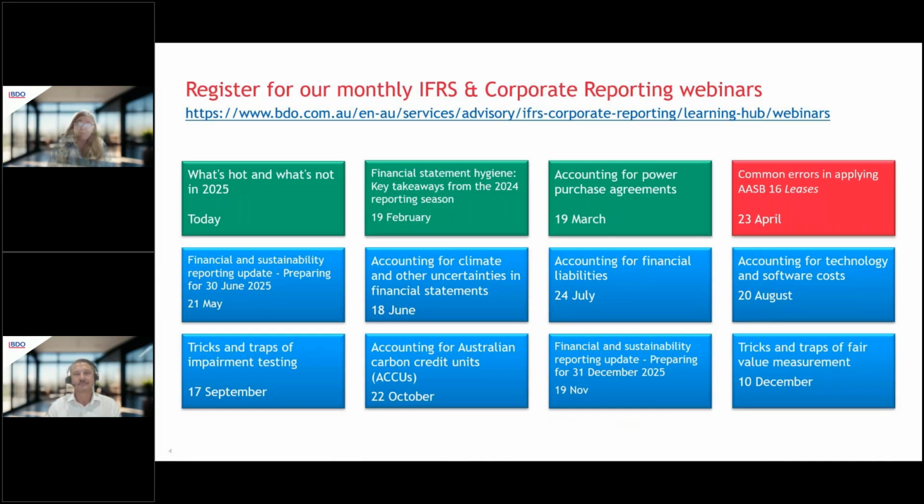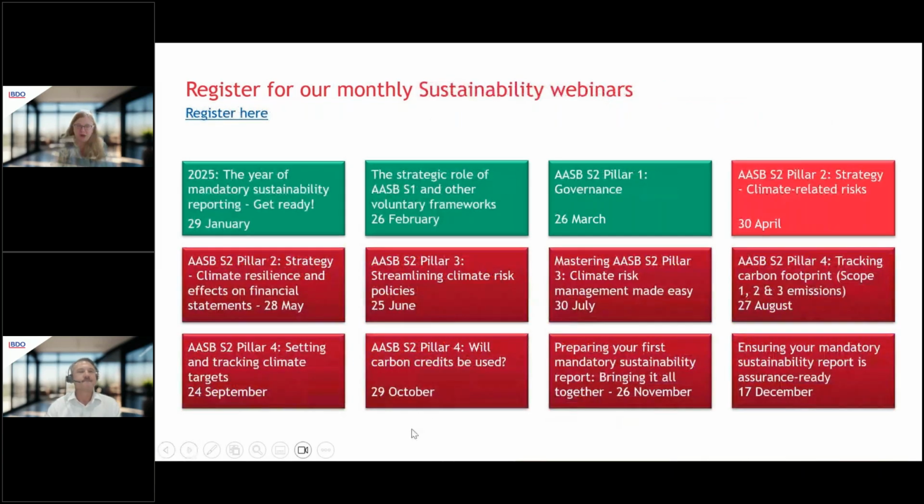As you know, our monthly IFRS and corporate reporting webinars, we're already in April looking at AASB 16. Next month, I would say, is our most watched, most attended webinar, and that is the Financial and Sustainability Reporting Update, helping entities to get ready for 30 June reporting. Each and every year, the best attended webinar, so don't miss that one. If you look at our sustainability webinars, we are working through AASB S2. In March, we looked at Pillar 1 around governance, and this month we look at strategy and specifically climate-related risks. Very important webinar. Climate-related risks are also subject to assurance in the very first year, so an important aspect to focus on. So that's next week.